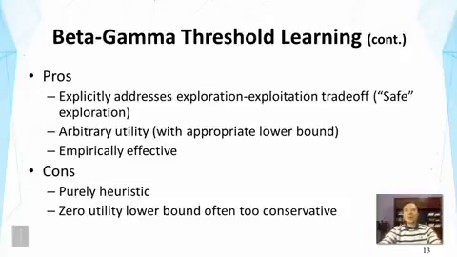And the problem is, of course, this approach is purely heuristic, and the 0 utility lower bound is also often too conservative. And there are, of course, more advanced machine learning approaches that have been proposed for solving these problems, and this is an active research area.